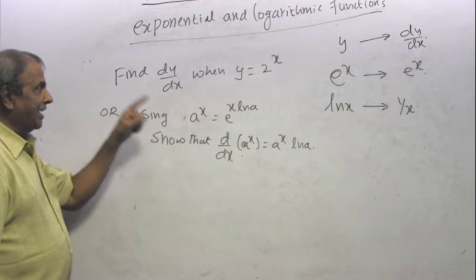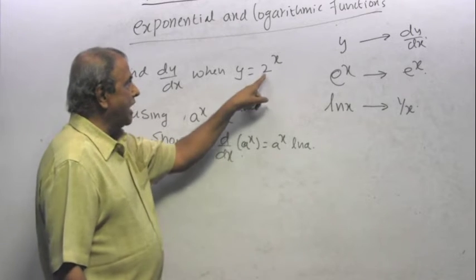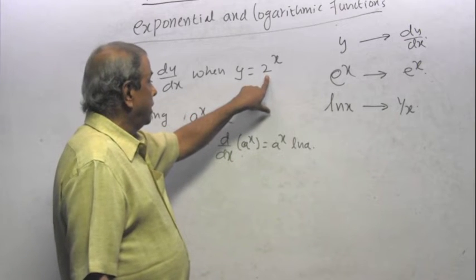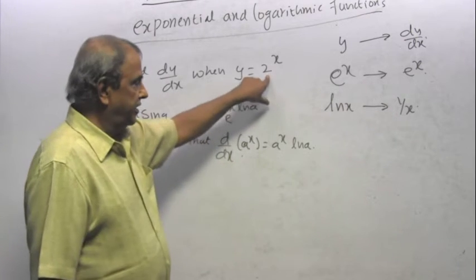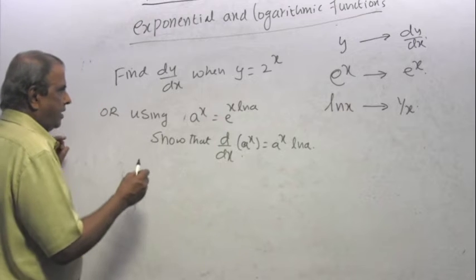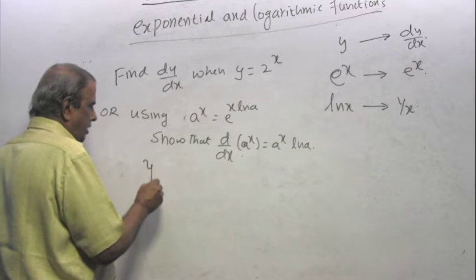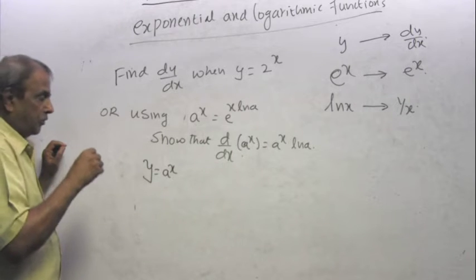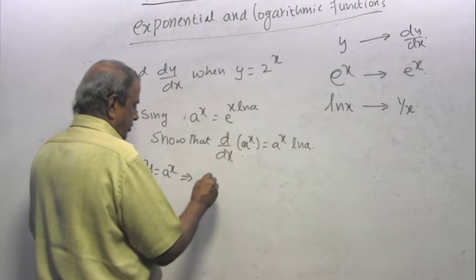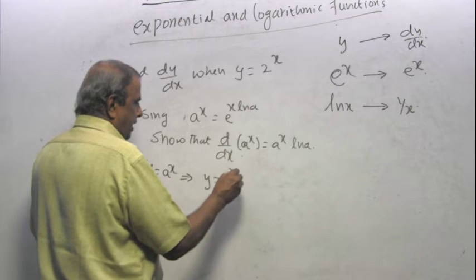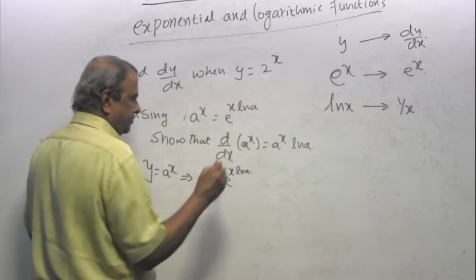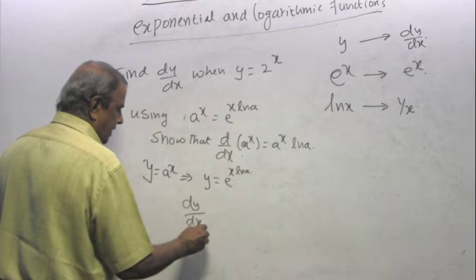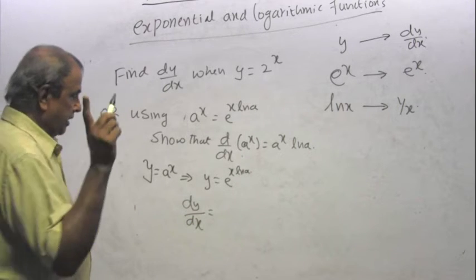So remember, if it is not e, you have to multiply by ln a. Therefore, the answer for this would be ln 2 times 2 power x. I need to prove this. So let's call y equal to a power x. This proof, please understand, you need to know this proof. So y is equal to e power x ln a. Find dy by dx. Remember, ln a is a constant because a is a constant.